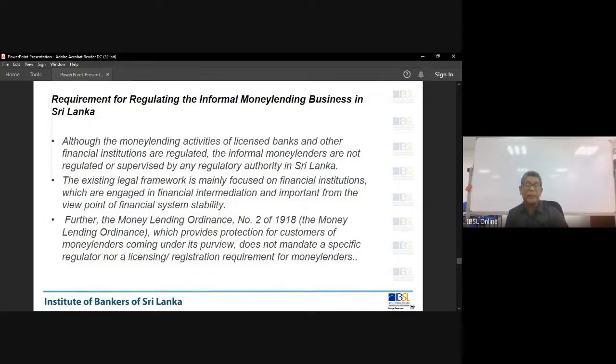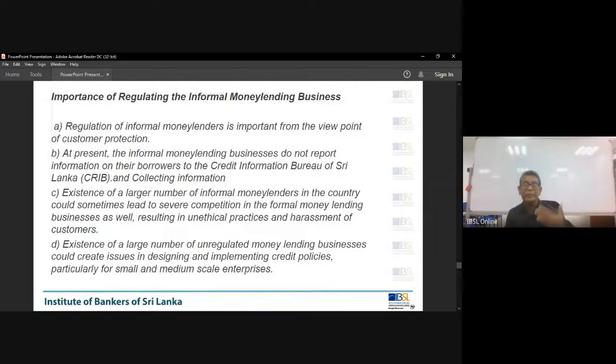Therefore, we had the Money Lending Ordinance, No. 2 of 1918, but it's not so powerful. And we introduced the Microfinance Act, which also did not cover enough. But the informal money lending businesses play a huge role. Therefore, we need to regulate this sector, the regulation of informal money lenders.